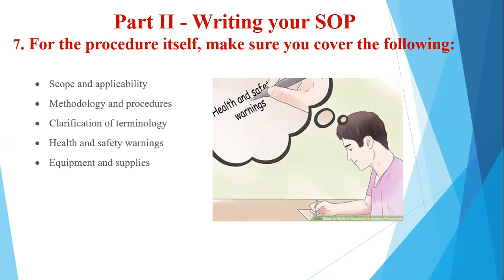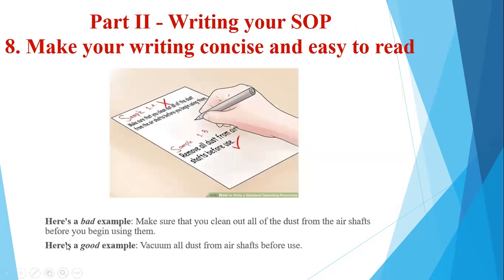And then equipment and supplies, right? So complete the entire list of what equipment you will be working on, what supplies you will require in order to carry out that procedure efficiently and effectively. Where to find the equipment, what are the standards of the equipment that are required to be met, and so on and so forth, right? So this is with respect to the procedure itself that you are writing down. Then we look into the next step, that is, make your writing concise and easy to read.